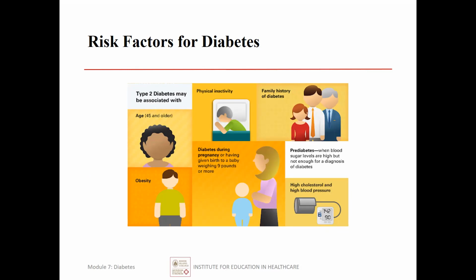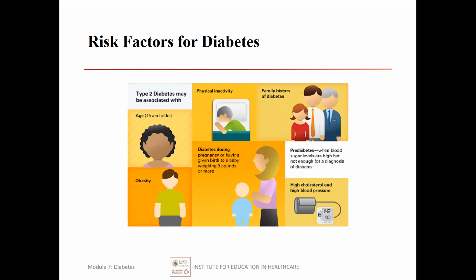But obesity or overweight raises your risk of developing diabetes, as does physical inactivity. A woman who had diabetes during pregnancy, who had gestational diabetes, is at higher risk of developing type 2 diabetes later on when she's no longer pregnant. And that's also true of a woman who had a baby that weighed 9 pounds or more when it was born. A family history of diabetes is a risk factor, which again, you can't do anything about.